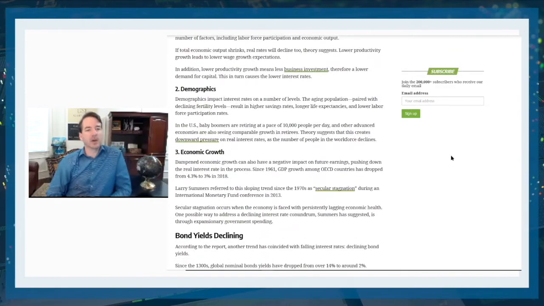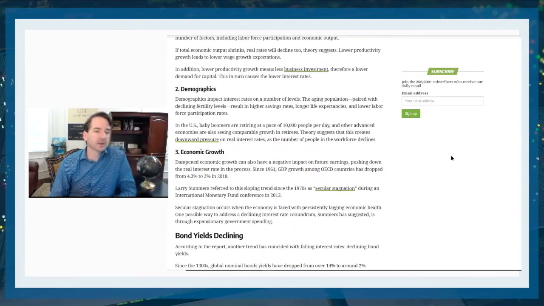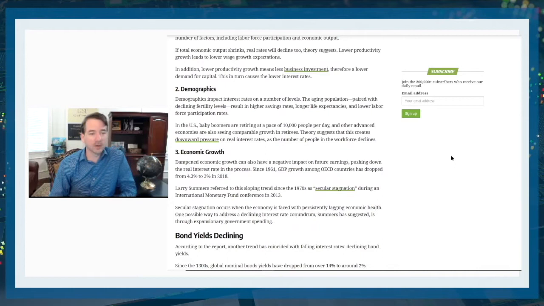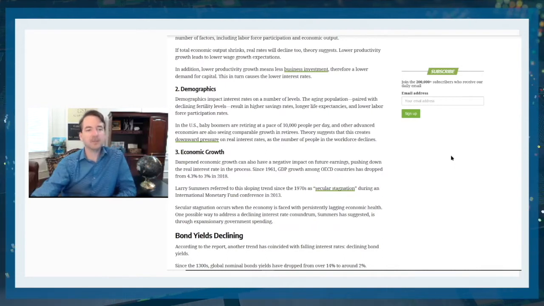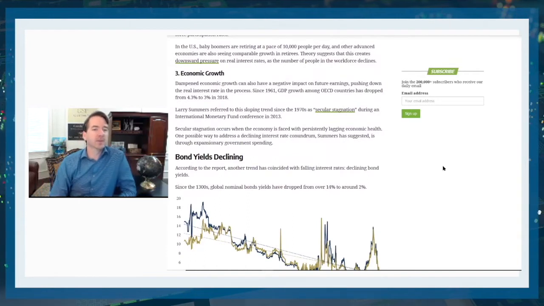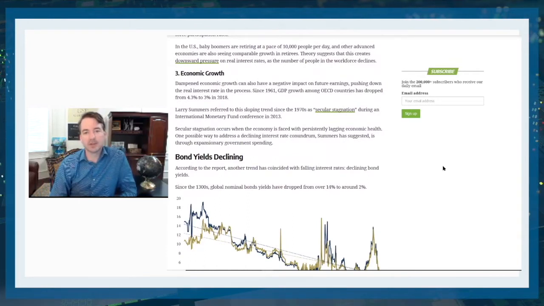A second theory posited for the last 40, 50 years is demographics. They impact interest rates on a number of levels. The aging population paired with declining fertility levels results in higher savings rates, longer life expectancies, and lower labor force participation rates. So that could be a second reason. A third reason is economic growth. Dampened economic growth can have a negative impact on future earnings, pushing down the real interest rate in the process.